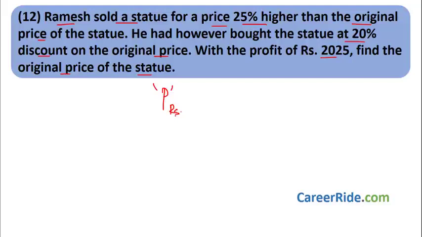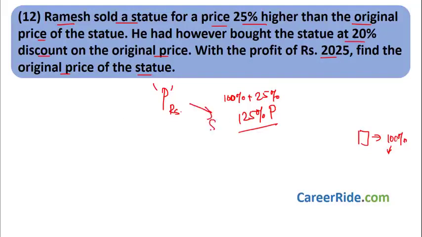Now Ramesh sold the statue for a price 25% higher than the original price of the statue. Whenever there is an object, the entire price of the object is always taken as 100%, right? When we discount something, we remove a percentage from this. When we get a profit, we add a percentage to this. So this statue was sold for a price which is 125%, that is 25% higher than the original price. That means the price is 100% plus 25%, that is 125% of P. Also, this is the selling price, right?